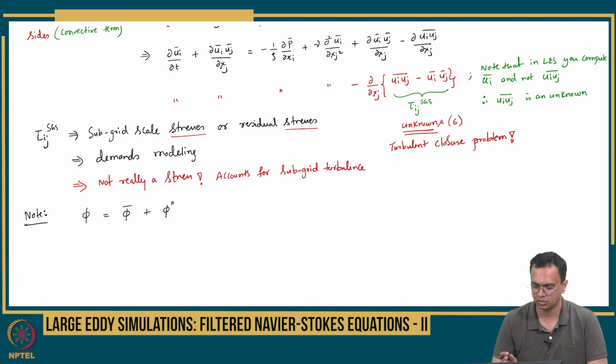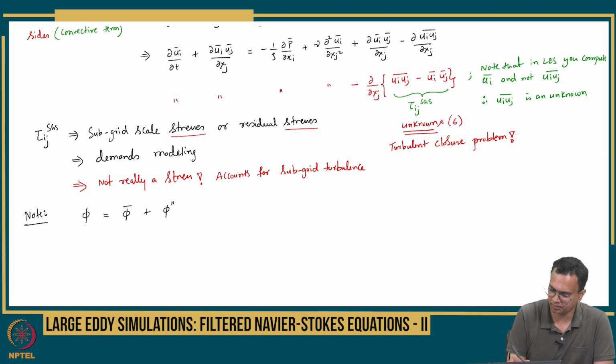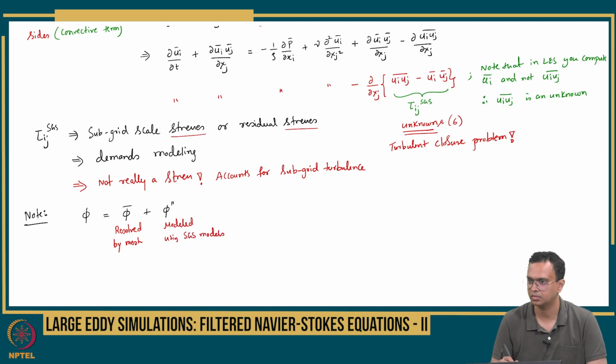So this is actually captured, right? This is resolved by the mesh, and this is modeled using SGS models, the two parts. Now depending on your mesh, your phi bar is changing, right?